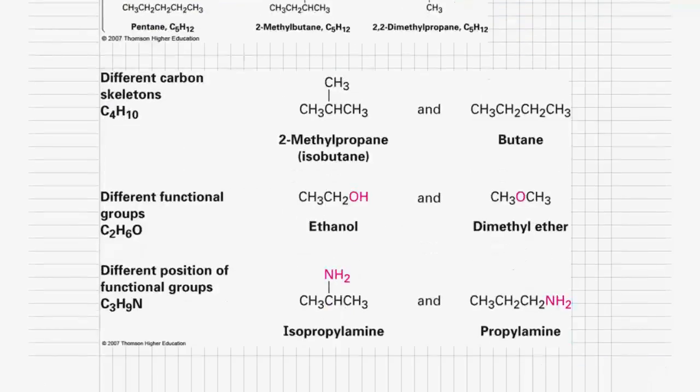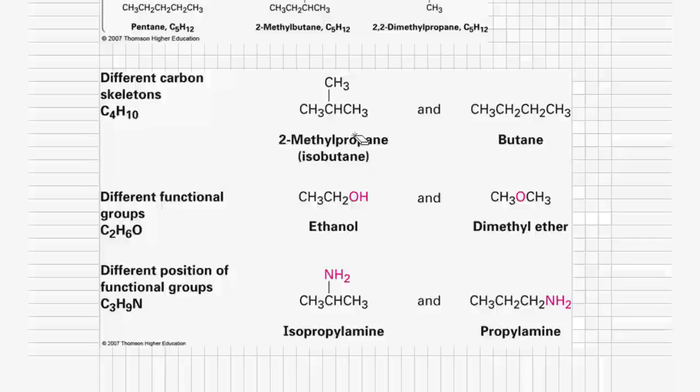So with our alkanes, the way we get constitutional isomers is by changing the carbon skeleton, so changing the way that the carbons are actually attached to each other. That's like butane and isobutane. As soon as we introduce functional groups, we can make constitutional isomers by having different functional groups that are made out of those same atoms.